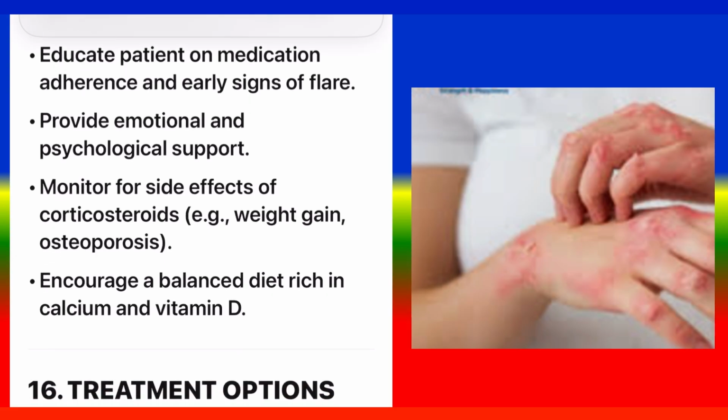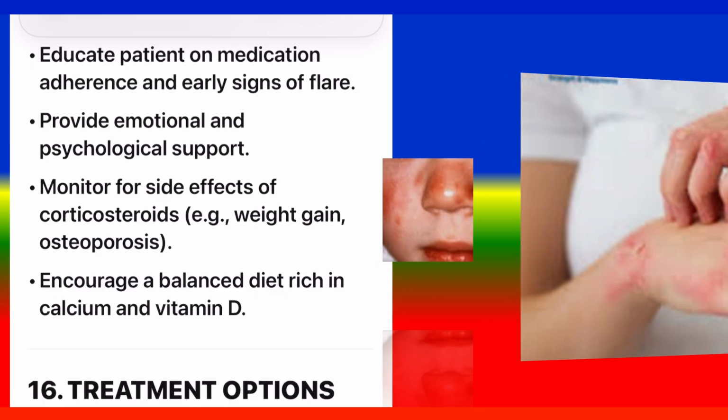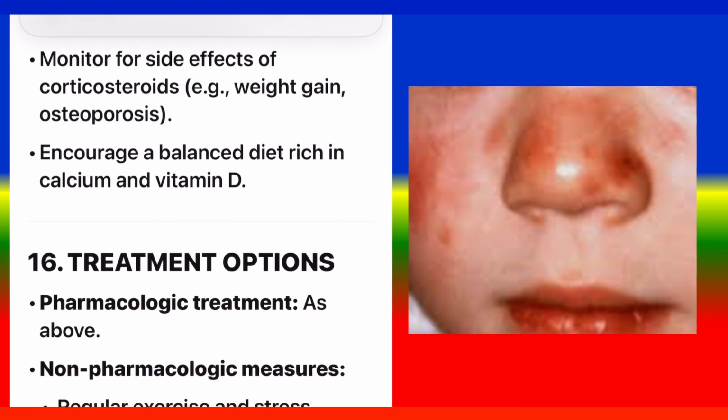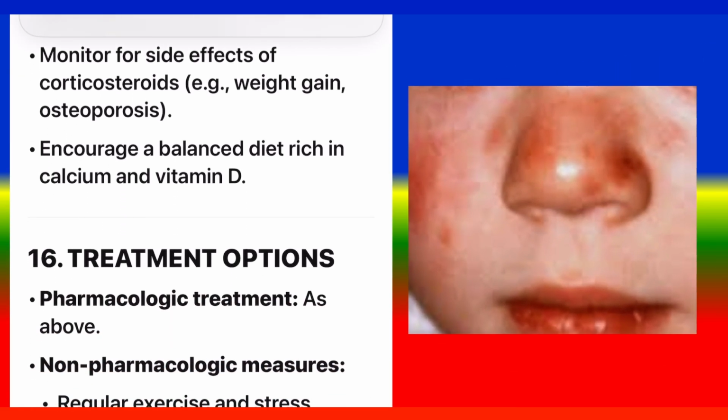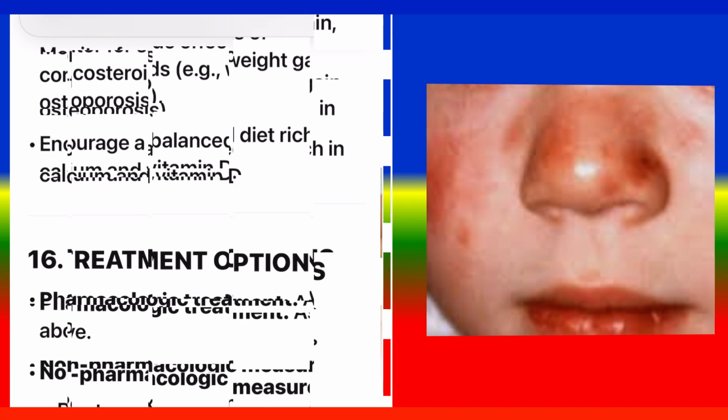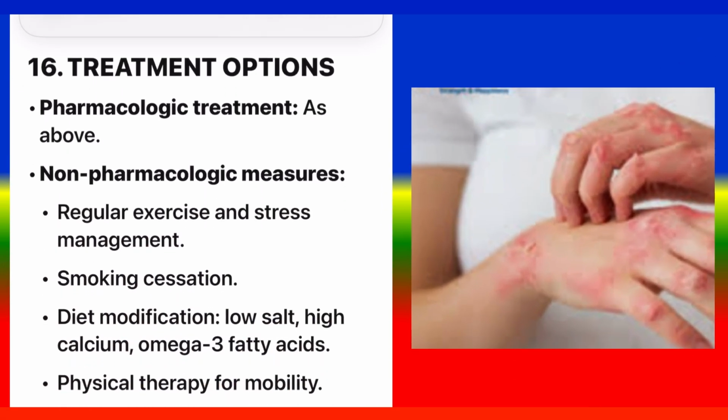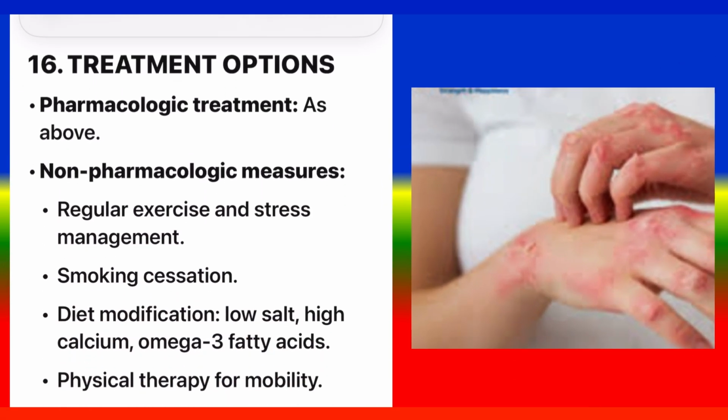Provide emotional and psychological support. Monitor for side effects of corticosteroids, e.g. weight gain, osteoporosis. Encourage a balanced diet rich in calcium and vitamin D. Number 16. Treatment options. Pharmacologic treatment, as above.